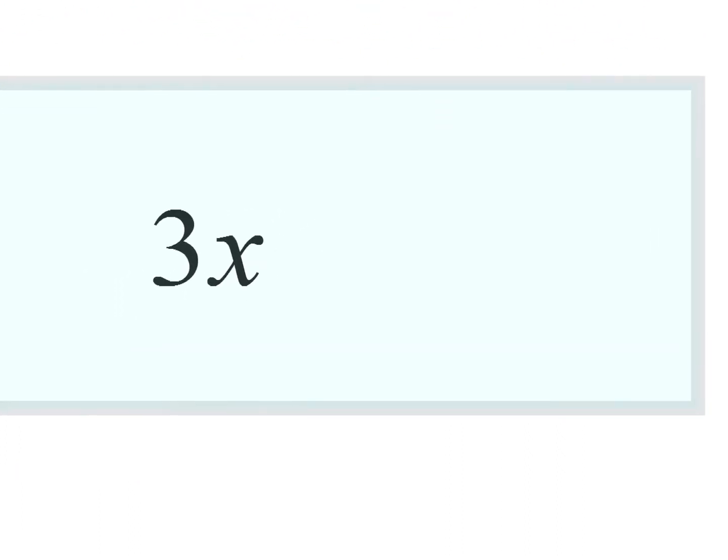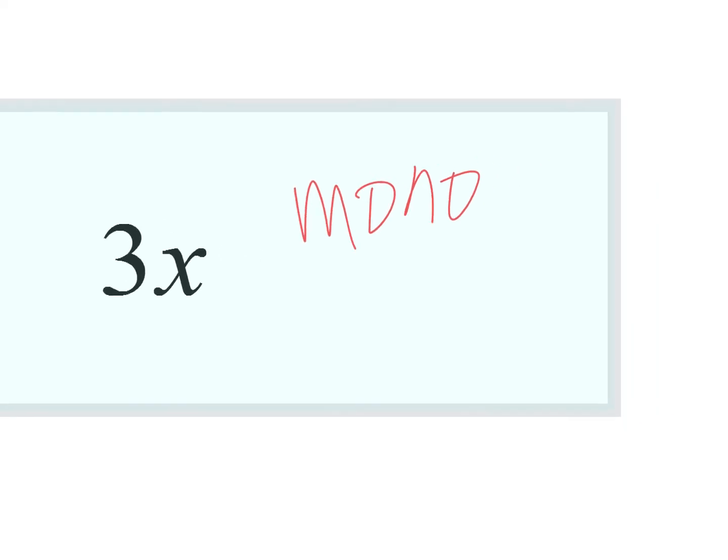How about something super simple like 3x? Is that a polynomial? Yes. And I know poly, I usually think of poly as many, but actually it means any number of. So this has only one. So this is called a monomial. I think you know what mono means. Mono means one.